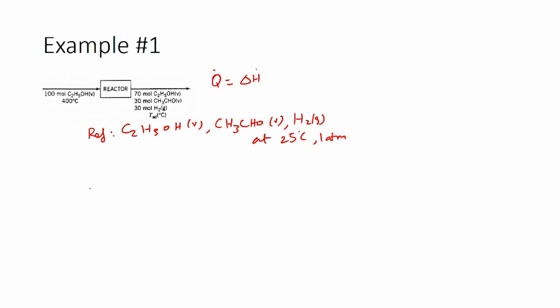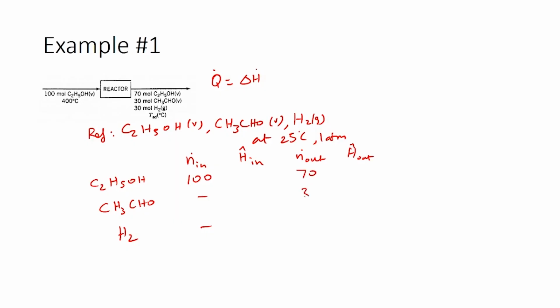So, let us build the table. You would have C2H5OH, CH3CHO and hydrogen. You have n dot in, H hat in, n dot out and H hat out. The number of moles of ethanol coming in is 100. You do not have acetaldehyde and hydrogen entering. You have 70 moles of ethanol leaving and 30 moles of acetaldehyde and hydrogen leaving each.